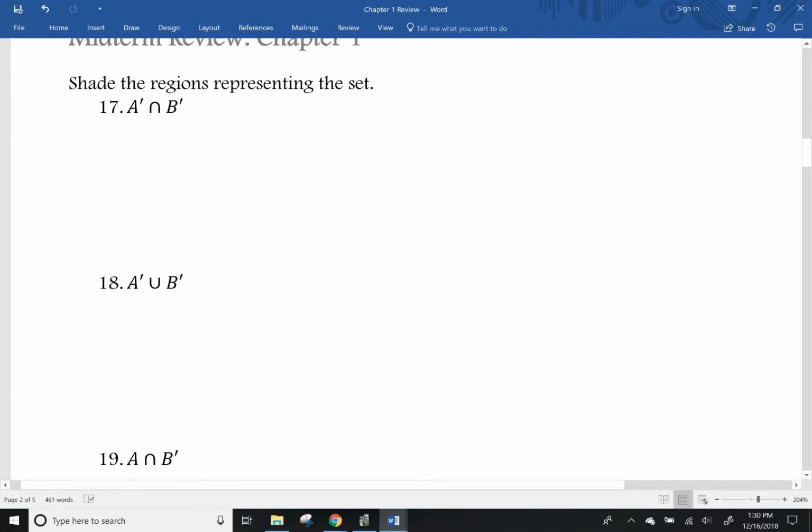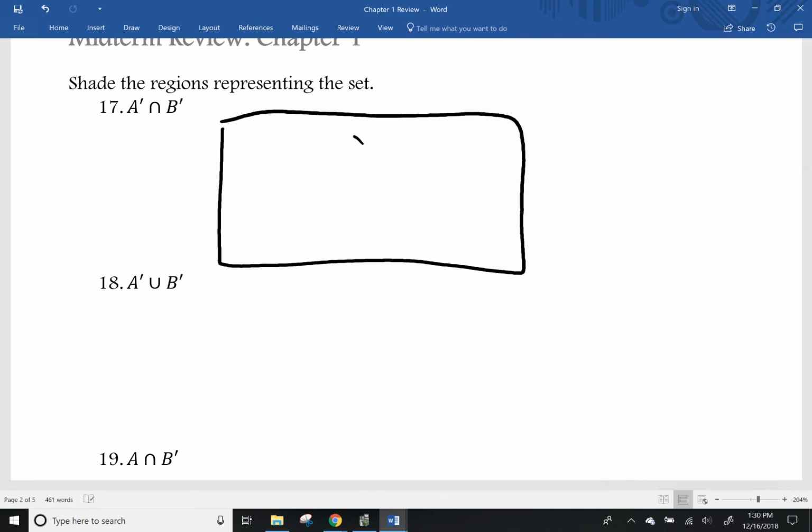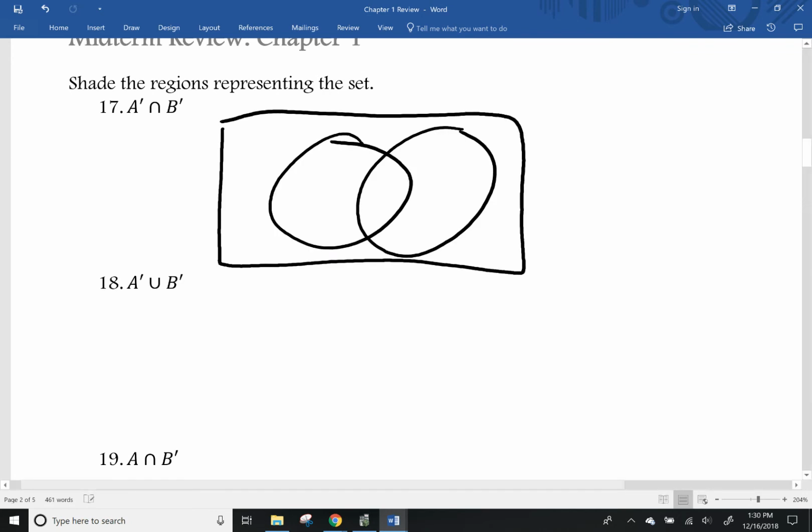All right, so shade the regions. So these can be kind of tricky, but we'll do the best we can here. So we'll call this A, we'll call this B. So I'm shading A prime intersect B prime. So when you look at the arch here, that means intersect, and that means and. So you're shading regions that are essentially not all together, but the overlapping region that the two spaces would have.